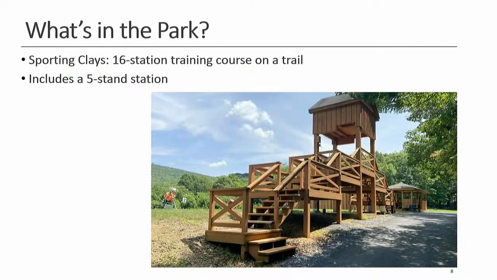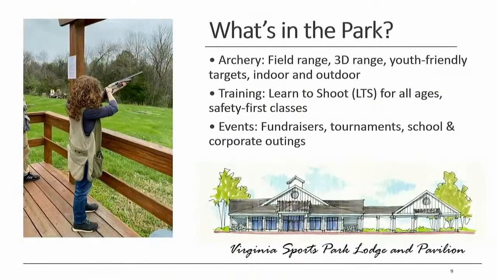So what's in the park? What is going to go inside this park? Well, this is going to be a shotgun park, sporting clays, and it's going to be an archery park as well. We're going to have 16 stations. This is going to be on a trail, as the video described. It usually runs on a trail, and a 5-stand station as well. On the archery aspect of it, we're going to have a field range, 3D range, youth-friendly targets, and it's going to be indoor and outdoor archery available. We're going to provide extensive training lessons as well, known as Learn to Shoot, known as LTS, for all ages.